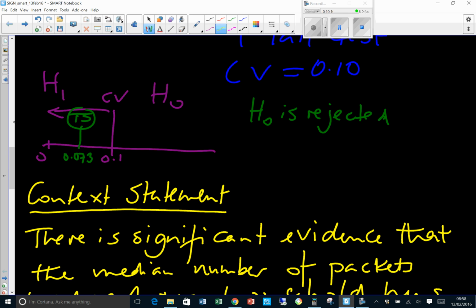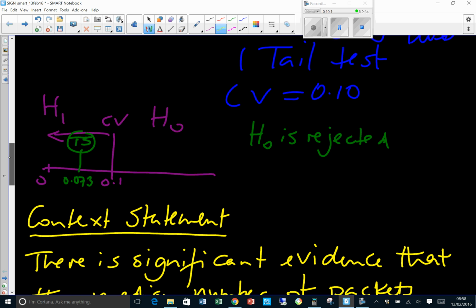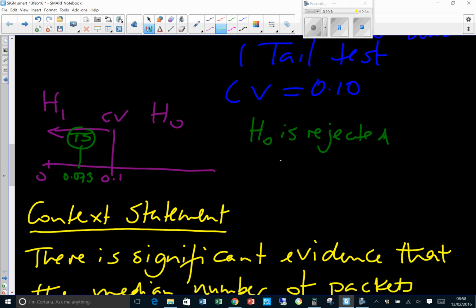So I should also just put in here where we're back to our H1, H0 line, just one statement that TS is less than CV. Put that in as well. That's in the mark scheme.